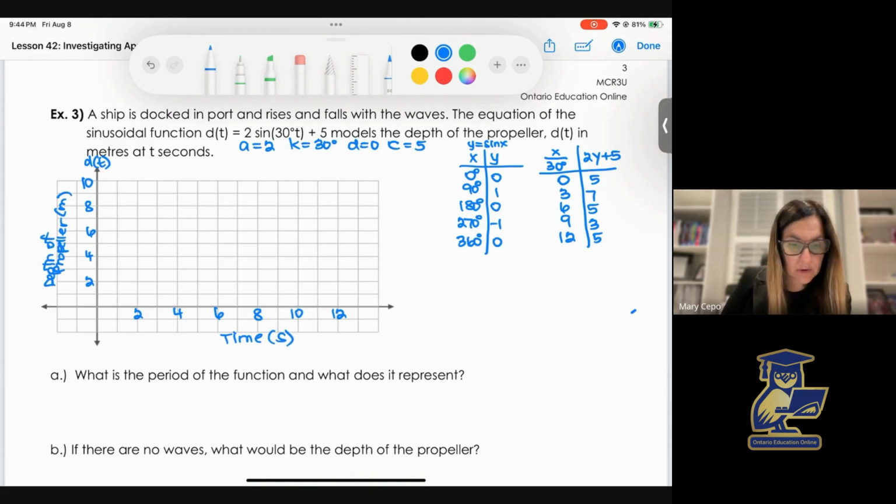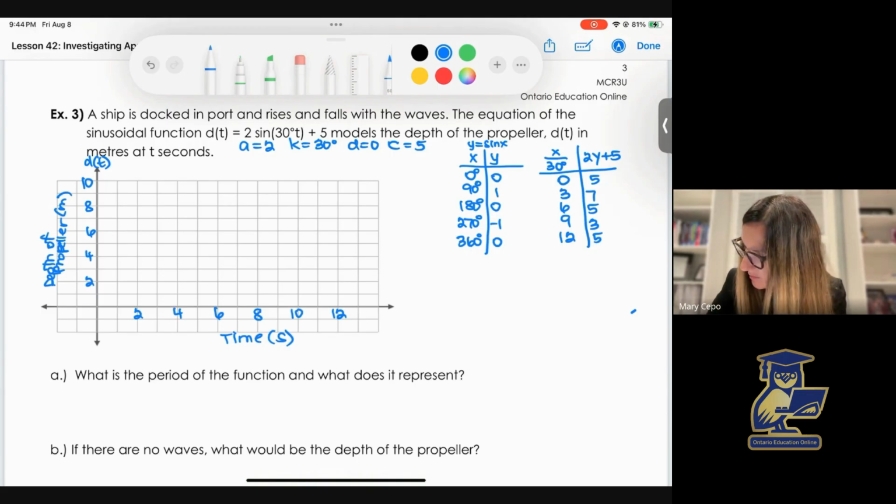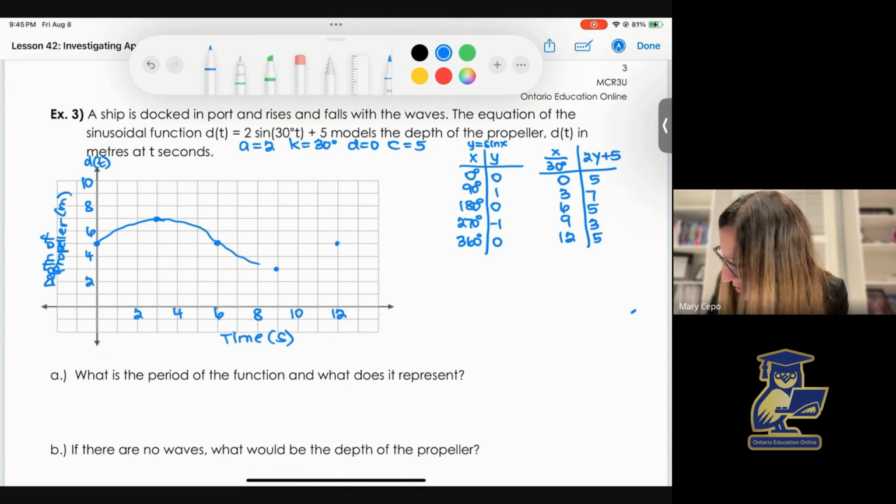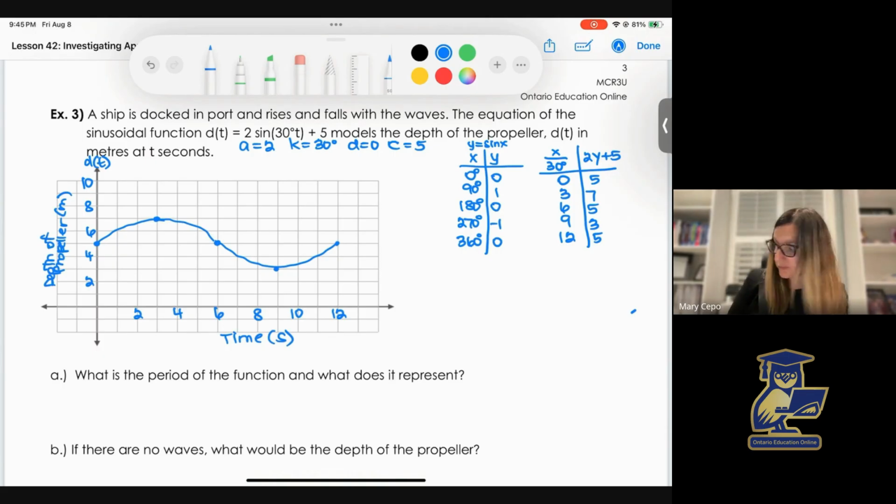At 0, we're at 5. At 3, we're at 7. At 6, we're back at 5. At 9, we're back at 3. And then at 12, we're back at 5. So like such. That's one full cycle.